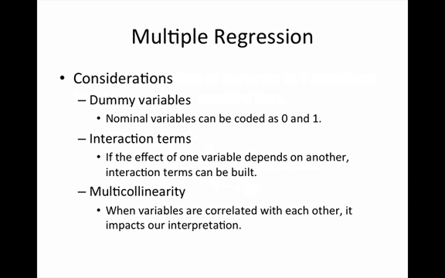If I suspect that the effect of one variable is going to depend on another, then I can build those interaction terms. And always with multiple regression, multicollinearity is an issue. This happens when variables that are in a regression equation are really highly correlated with each other, and it impacts which variable takes up certain pieces of the total variation. And so when we have multicollinearity, it's just something that we need to make a note of so that we can make some statistical corrections.